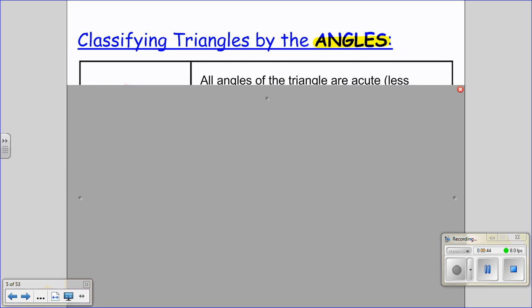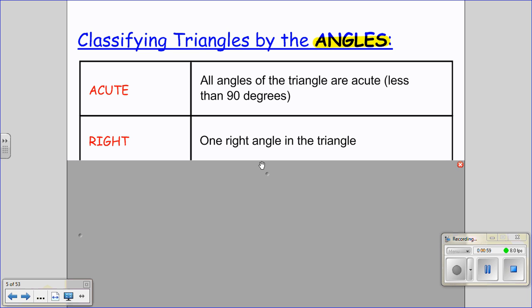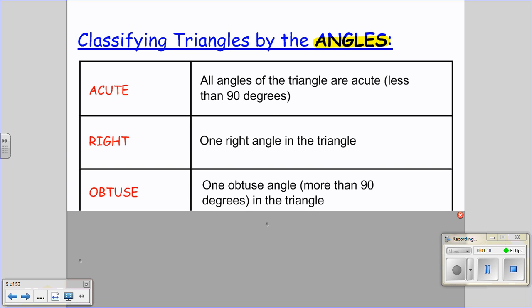The first possible way is acute. An acute triangle is a triangle where all angles of the triangle are acute. A right triangle is second. It's a triangle where you have one right angle. Obtuse is third. Obtuse triangles have one obtuse angle.